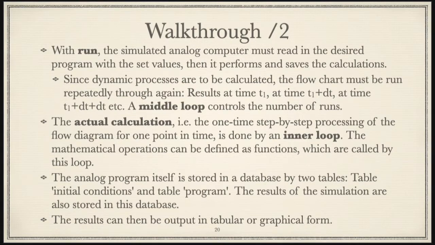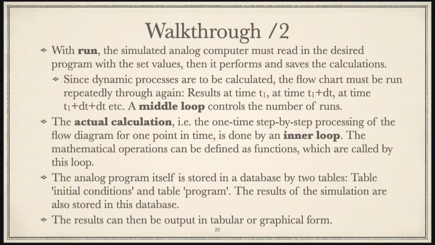With run, the simulated analog computer must read in the desired program with the set values, then it performs and saves the calculations. Since dynamic processes are to be calculated, the flowchart must be run repeatedly through again, results at time t1, at time t1 plus dt, and so on. A middle loop controls the number of the runs.